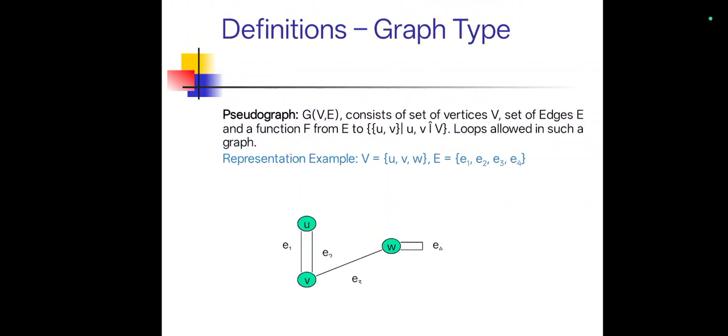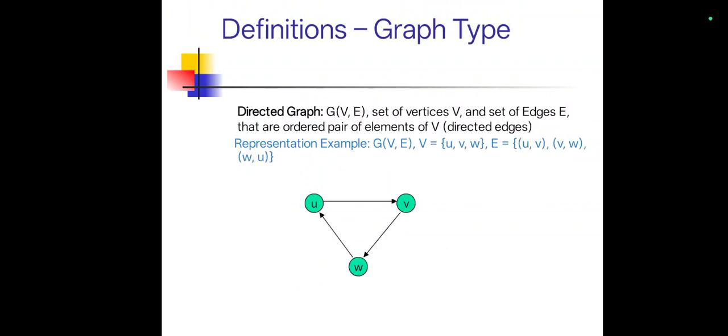Pseudograph. G equals (V, E) consists of a set of vertices V, a set of edges E and a function f from E to {U, V}, where U, V belong to V. Loops are allowed in such a graph. Representation example: V equals {U, V, W} is the set of all vertices and E equals {E1, E2, E3, E4} is the set of all edges.